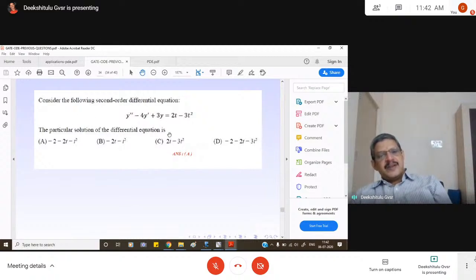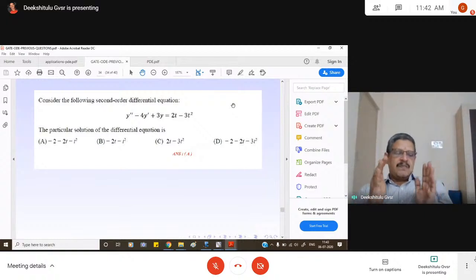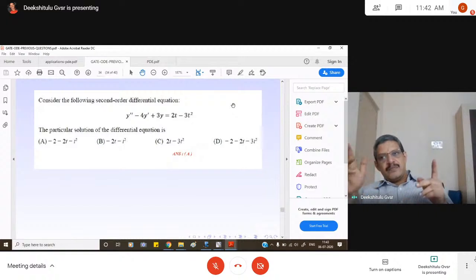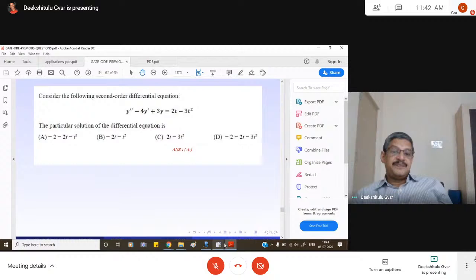Particularly it is 1 by D square minus 4D plus 3 operated on 2t minus 3t square. We have to write this as 1 by 1 plus (something) minus 5D, whole inverse, operated on this 2t minus 3t square.